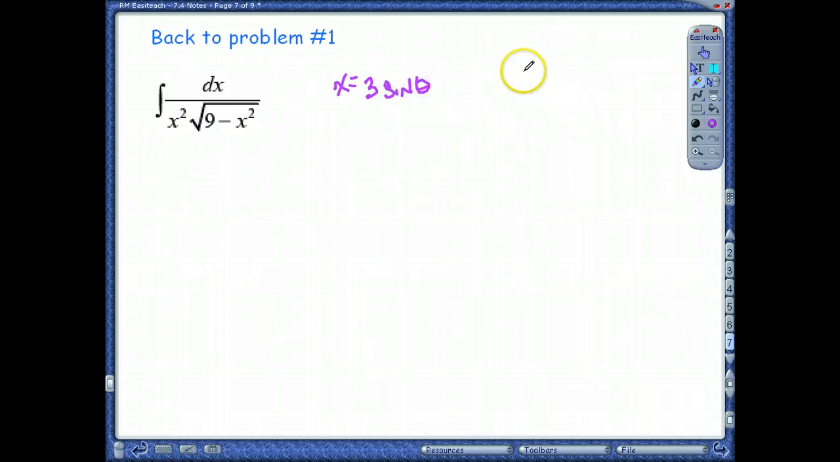Okay, so I can already set up my triangle if I wish to do so. That's going to be theta. This is going to be my x. This is my 3. And this is my square root of 9 minus x squared.